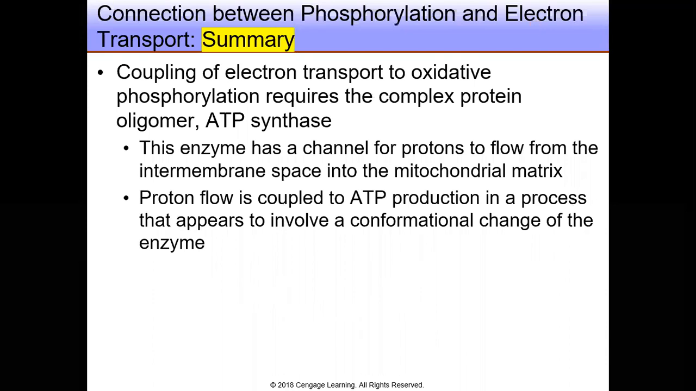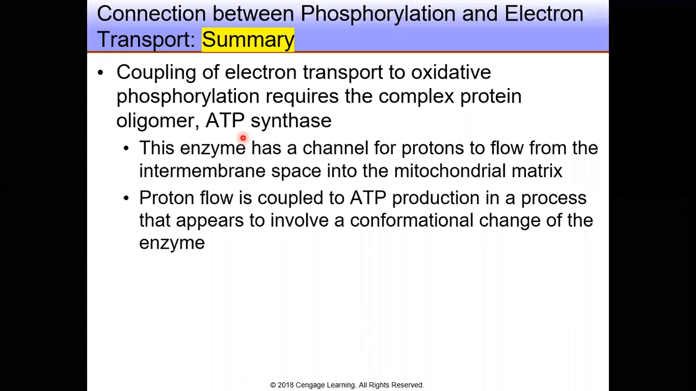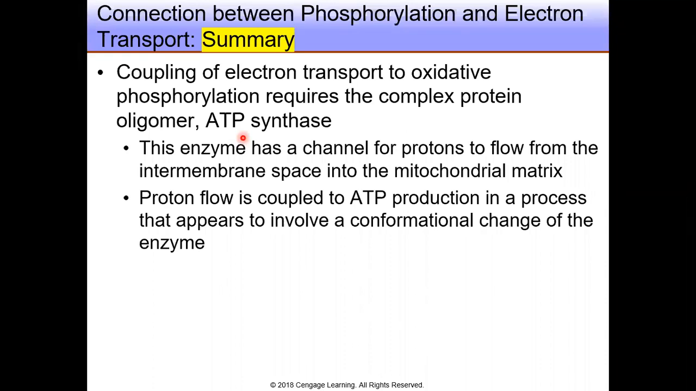Now, a summary of this connection between phosphorylation and electron transport. Coupling of electron transport to oxidative phosphorylation requires what? The complex protein oligomer ATP synthase. By the way, this ATP synthase is sometimes called complex 5. It is separate from the 4 membrane-bound complexes 1, 2, 3, and 4. Sometimes they call this complex 5, remember.